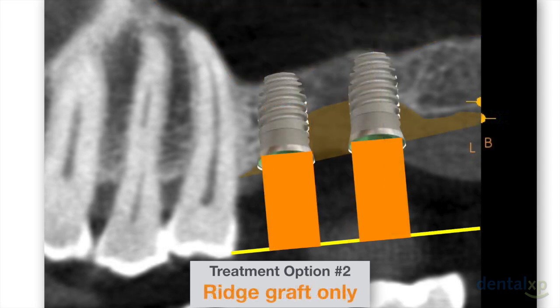The second option is to only augment the ridge and achieve an additional 3 to 5 millimeters of crestal bone height. With this approach, we will still have to place relatively short implants, which in type 4 bone and elevated forces of occlusion in this area may have more risk of failure.